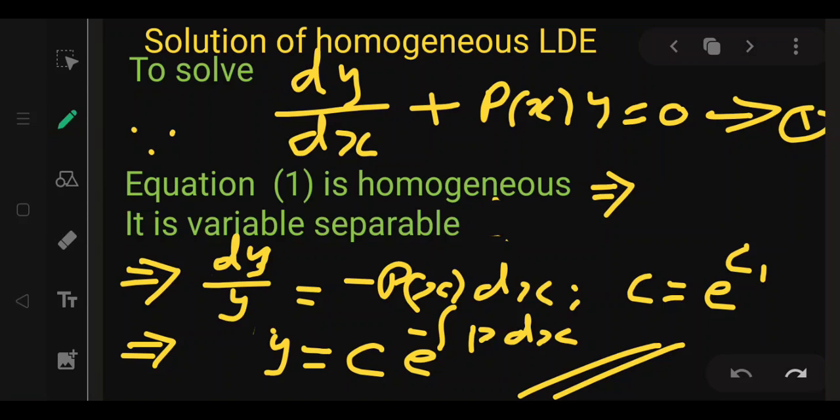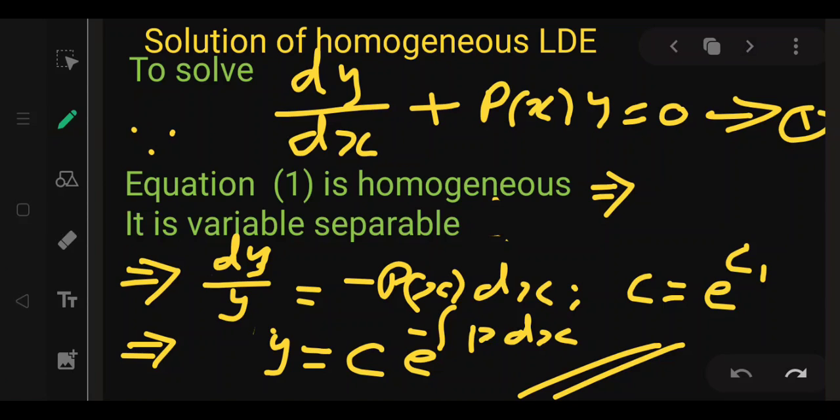Now, how to solve a first order homogeneous linear differential equation? Suppose we want to solve this equation dy by dx plus p(x) into y equal to 0. Take it as equation 1. Since it is homogeneous, it is very clear that this equation can be reduced into variable separable form, which gives dy by y is equal to minus p(x) dx. On integration, we get the solution as y is equal to c e raised to minus integral p(x) dx.